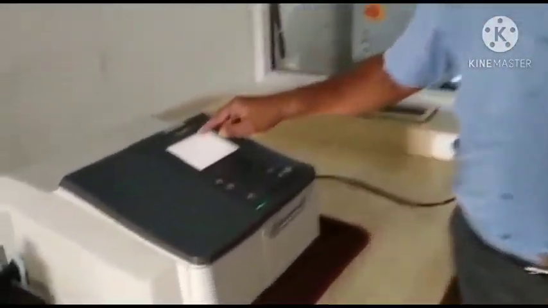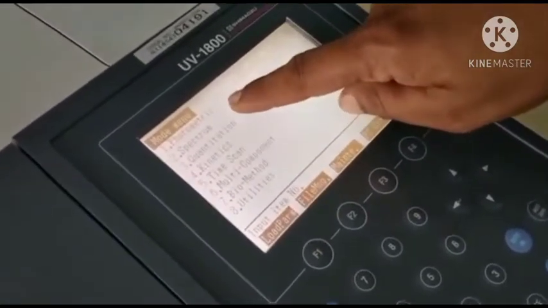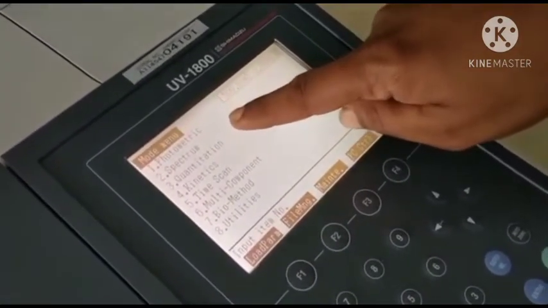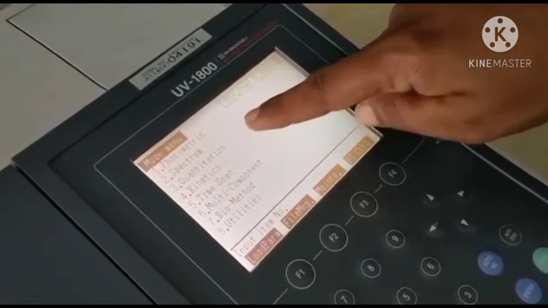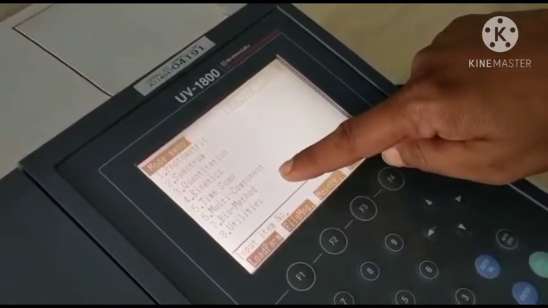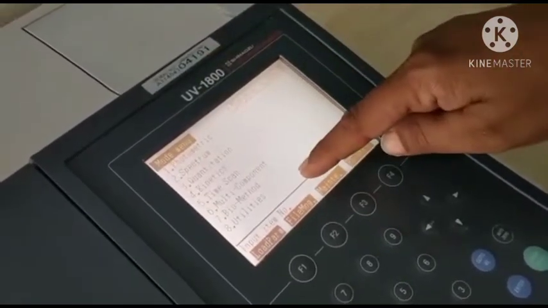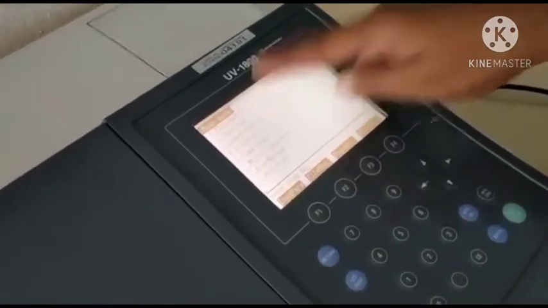Now the first part, I want to show the different types of modes which are present in the UV spectrophotometer. Number one mode is photometric mode. Number two is spectrum mode. Number three is quantitation mode. Number four is kinetic mode, then time scan mode, multi-component mode, biomethods, and utilities. Among these 8 modes, today we will work on spectrum mode. Let us see how this works.